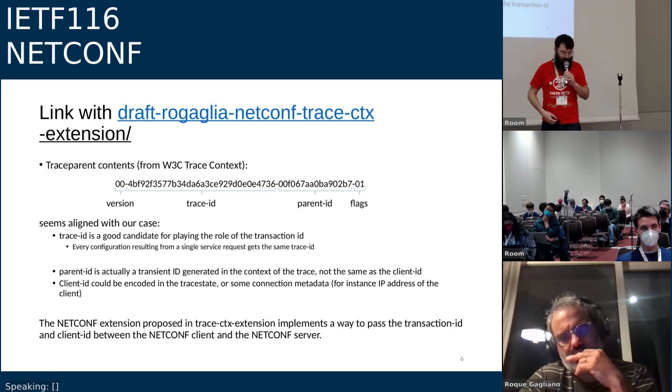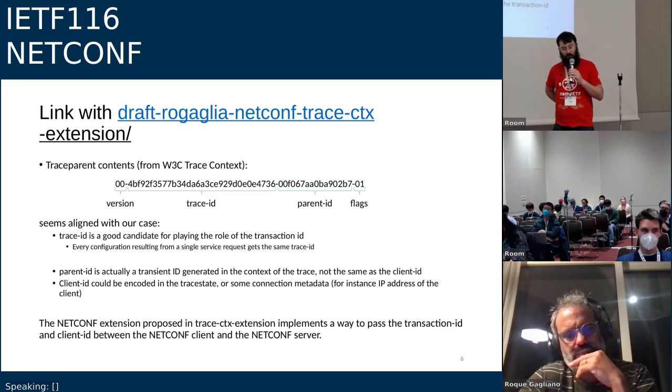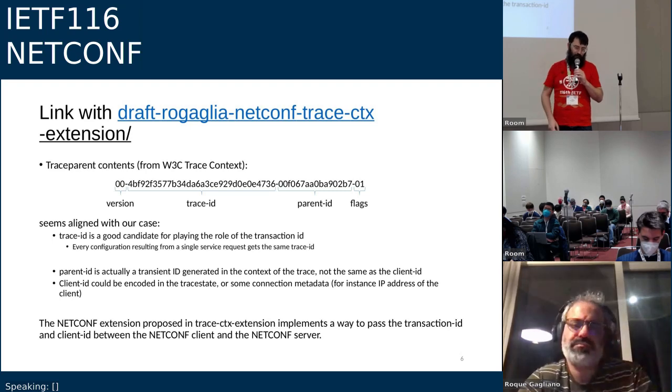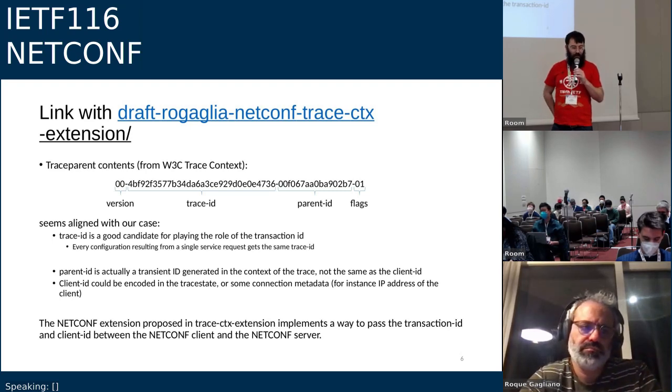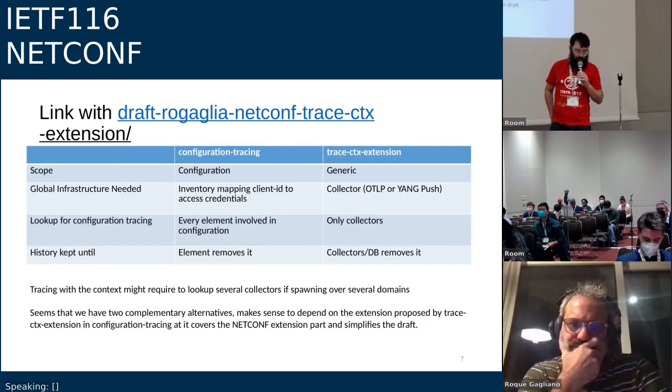So a way to obtain the client ID, to pass the client ID, would be to either encode it in the trace state, which is another part of the headers that we can pass through the W3C trace context, or to get it in another way. So basically, the suggestion to move ahead with this draft is to actually switch from the transaction ID to the trace context, to the trace ID. So next slide, please. I think this one we can skip it. Next slide, please.